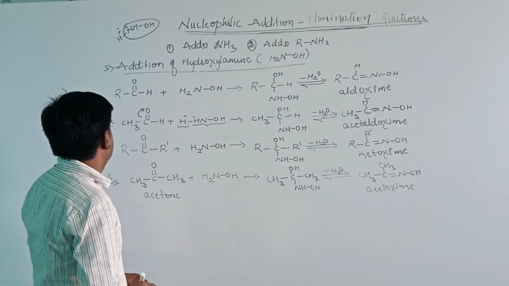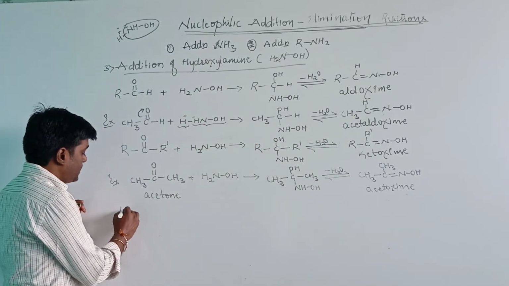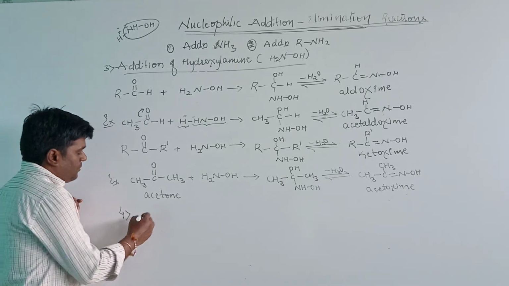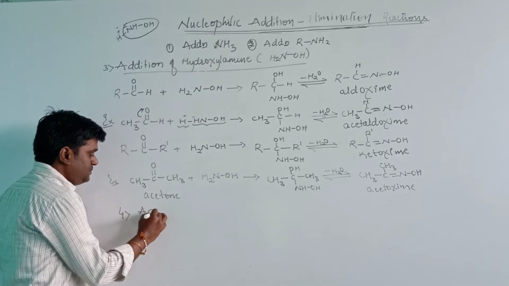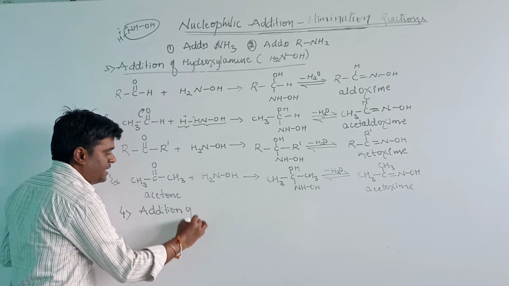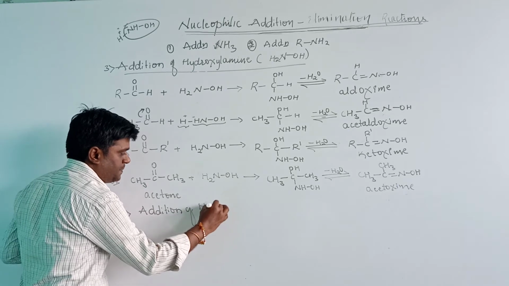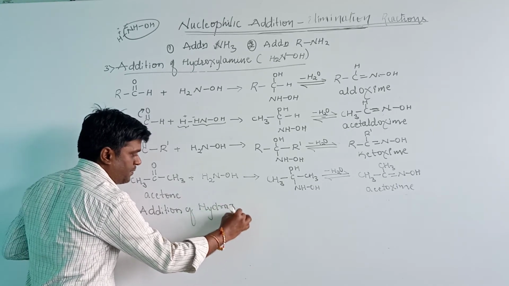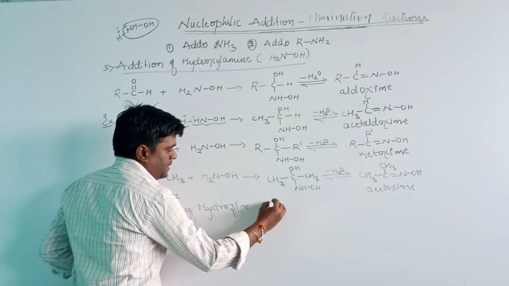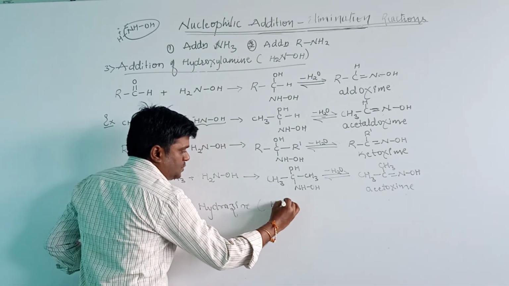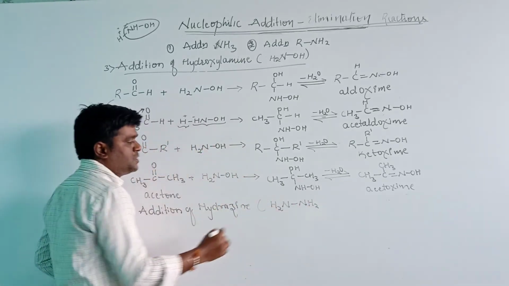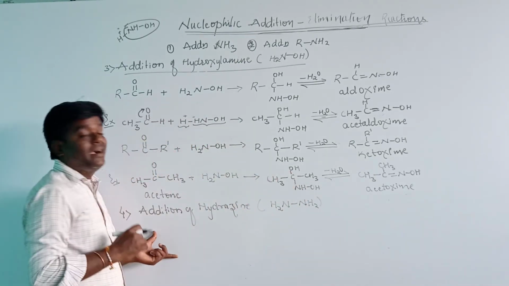Then let us take the fourth addition reaction, the fourth one, addition of hydrazine. The formula for hydrazine is NH2NH2. We can write it like this also. NH2NH2 is known as hydrazine.